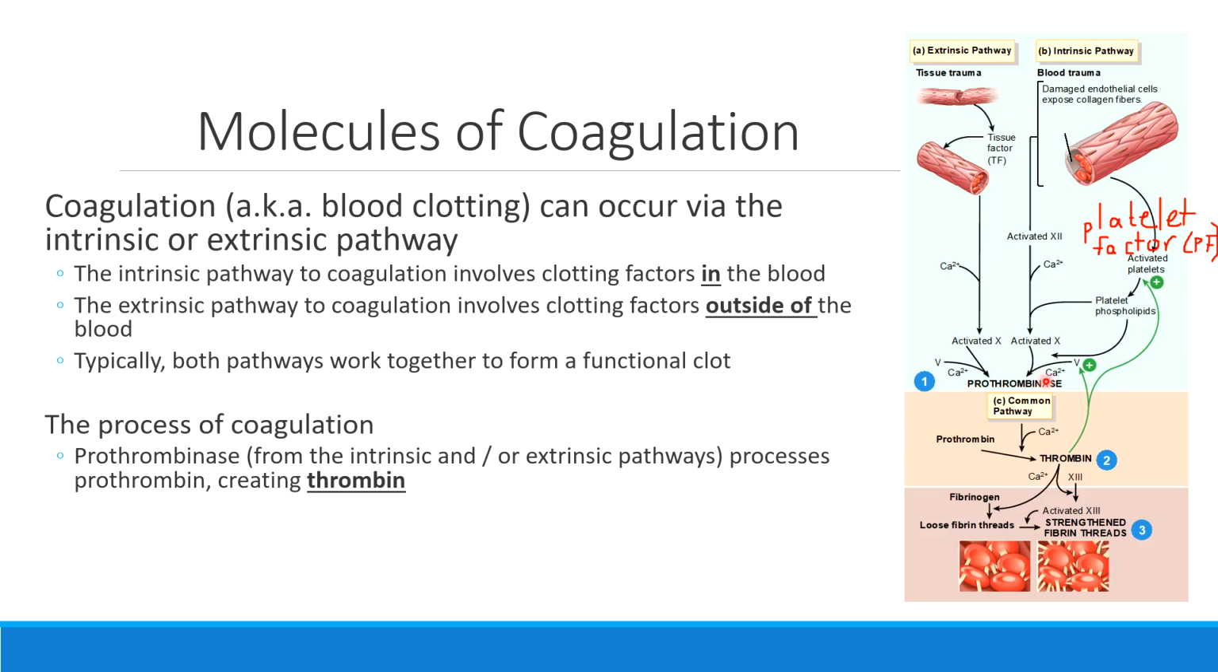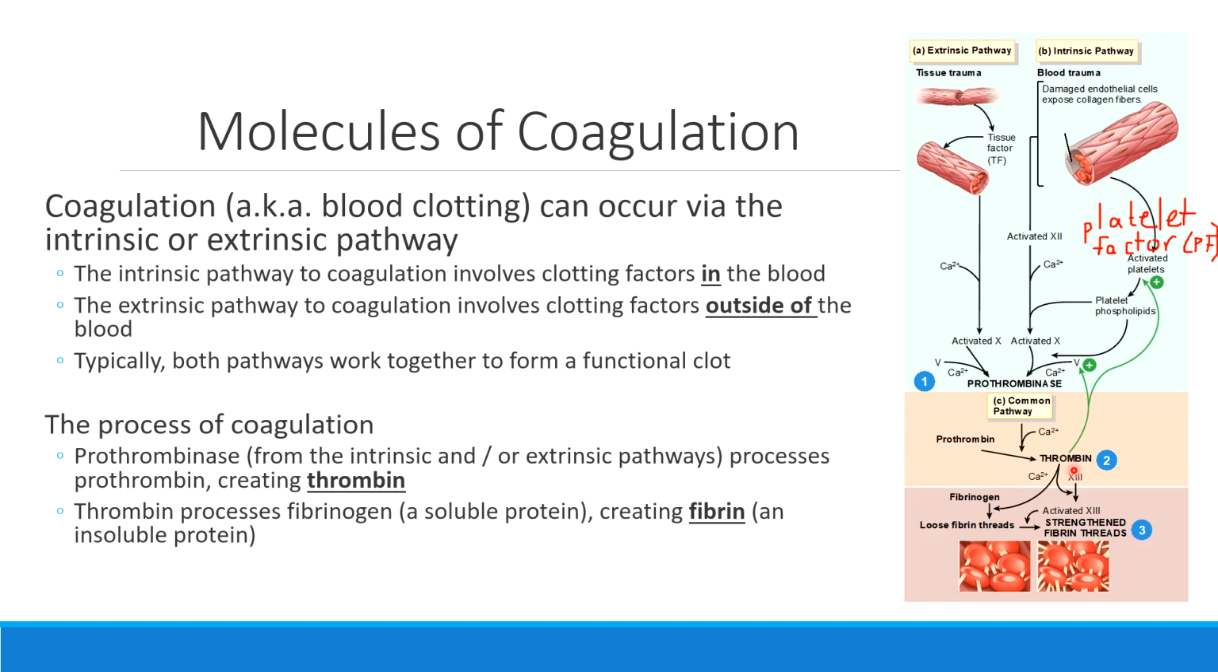Prothrombinase, see this "ase" at the end, is an enzyme. Its job is to chop up the protein called prothrombin. When we see this "pro" at the beginning of thrombin, pro in this case means a precursor. So prothrombin, not active, can't do anything, but when the extrinsic or intrinsic pathway makes this enzyme, prothrombinase, it's going to chop up prothrombin and turn it into thrombin.